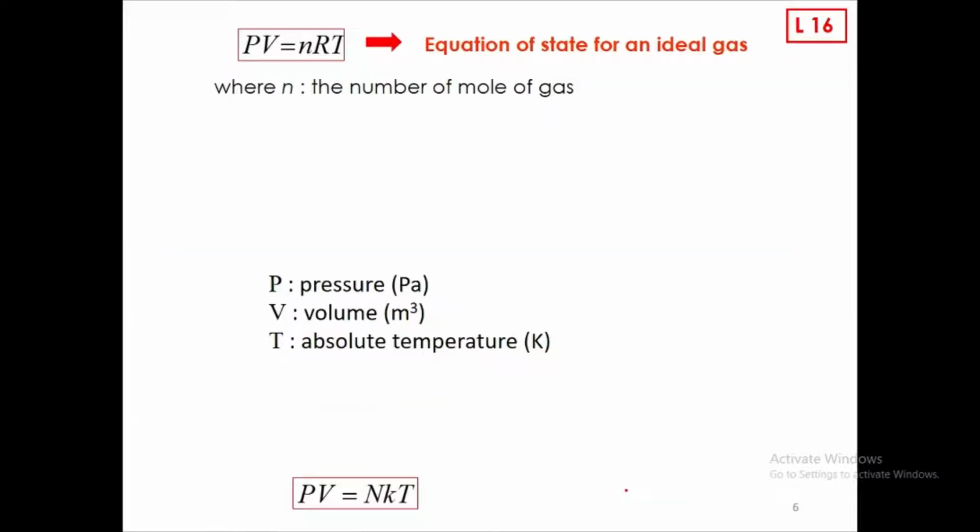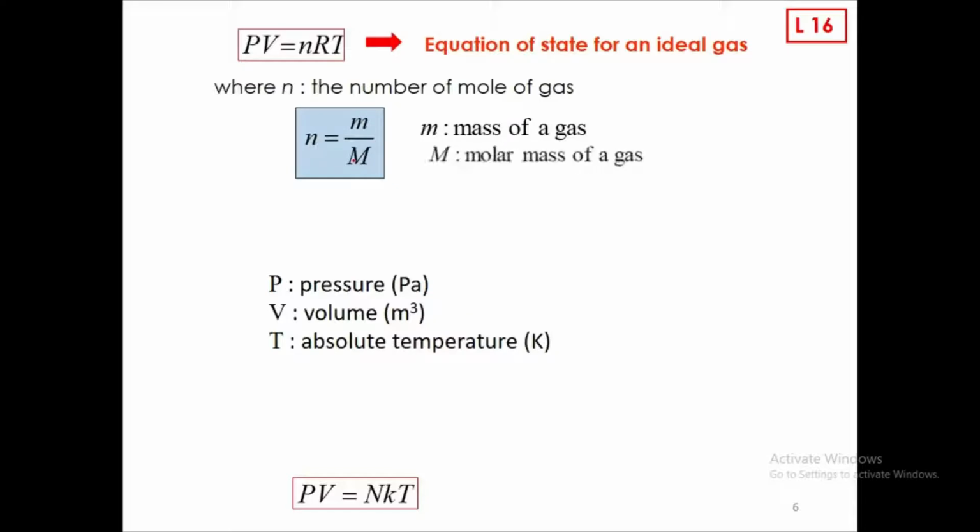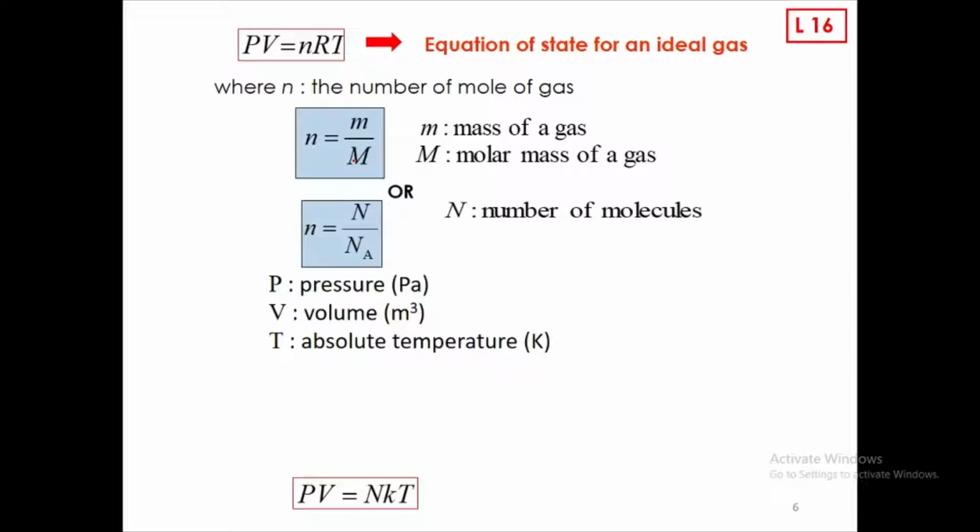Okay, so the equation of state for an ideal gas is PV equal to nRT, where n is the number of moles of gas. And how do we calculate the number of moles if given the mass of gas? We use this formula: n equal to m over M. Small m stands for the mass of the gas in kilograms, and capital M is the molar mass of the gas. Another formula for the number of moles is capital N over the Avogadro constant, where capital N refers to the number of molecules.